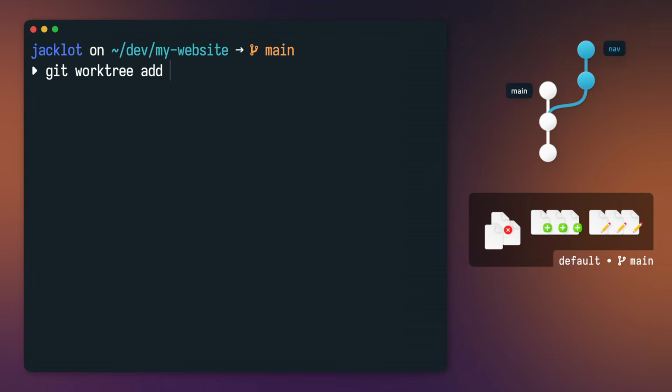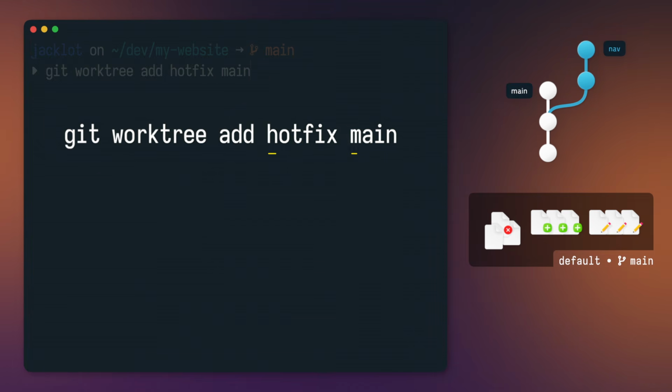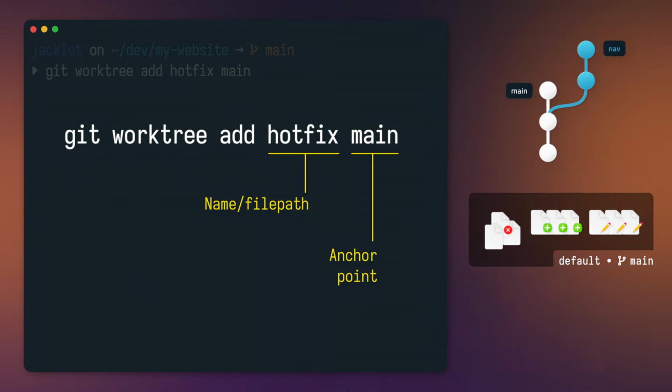Whether you're in the terminal or your IDE, Git needs to know three things to create a work tree. First, the work tree's name, which it also uses as the directory name, and we'll come back to that later. Secondly, it needs to know where in Git history you want your work tree to start. Git worktree add hotfix main, that's pretty simple. I want a work tree called hotfix that starts at the latest commit from main.